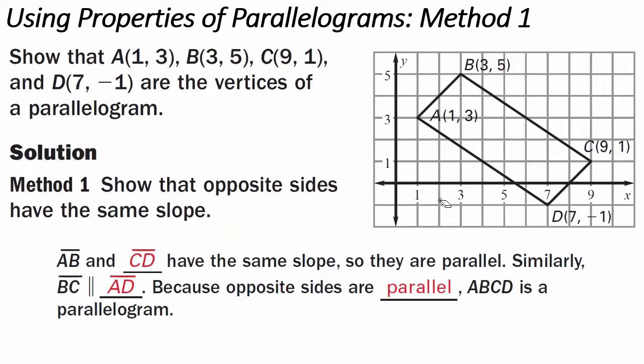Since we know that AB and CD have the same slope, they are parallel. Similarly, BC and AD are parallel too. Because opposite sides are parallel, ABCD is a parallelogram.